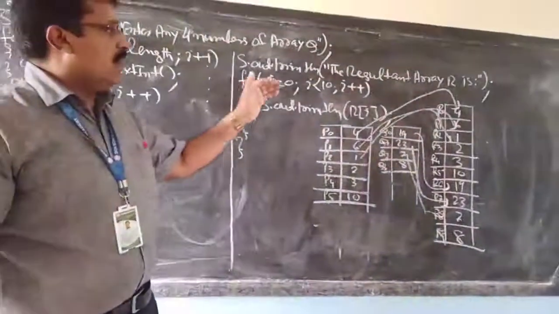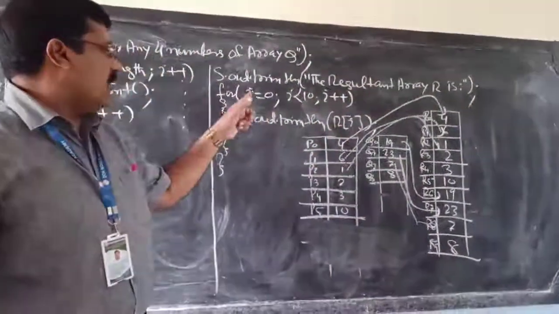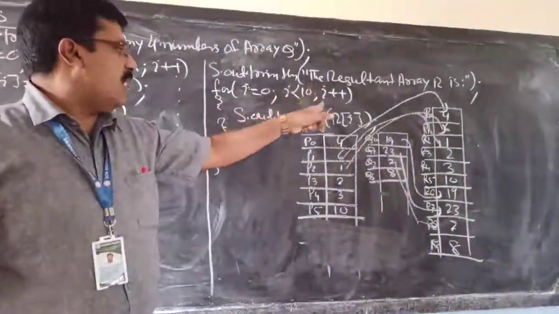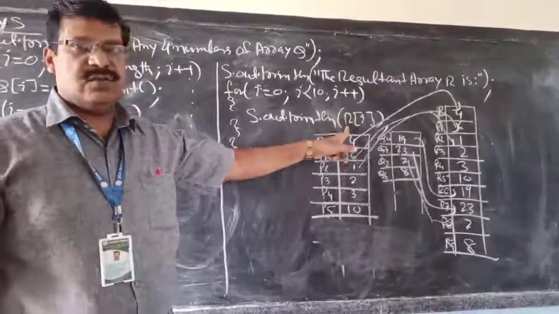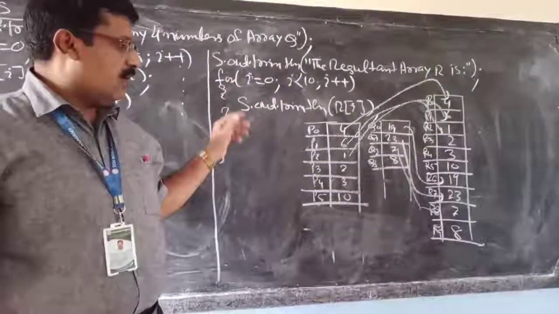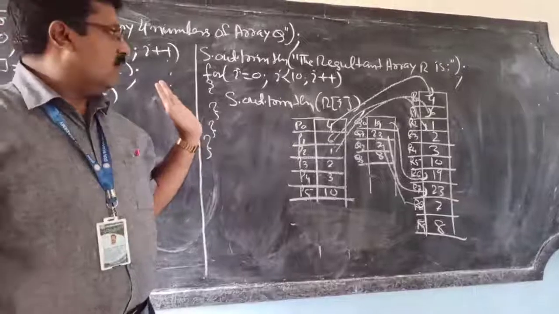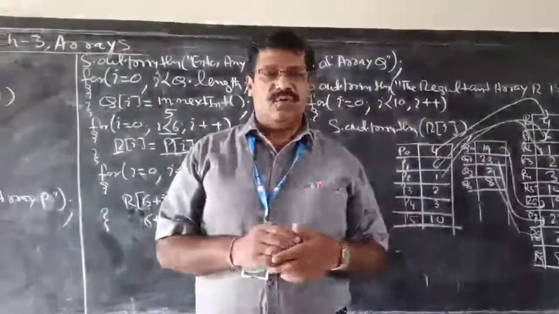Now print the output. The resultant array R: for I equal to 0, I less than 10, I plus plus, System.out.print R[I]. So one after another it will print all the numbers. Okay, so this is called merging of two arrays.